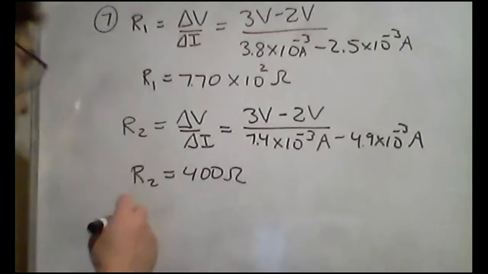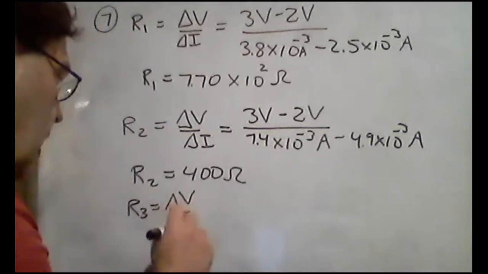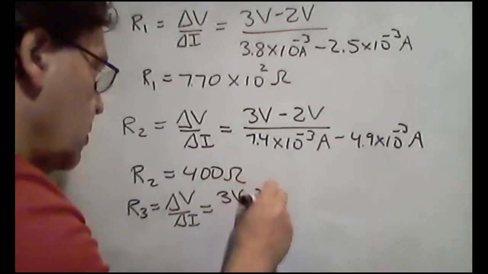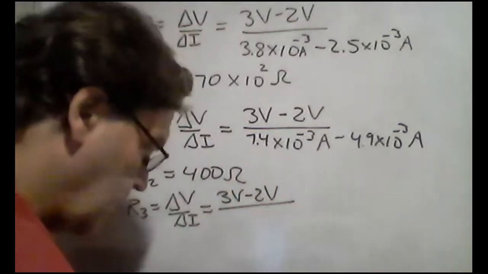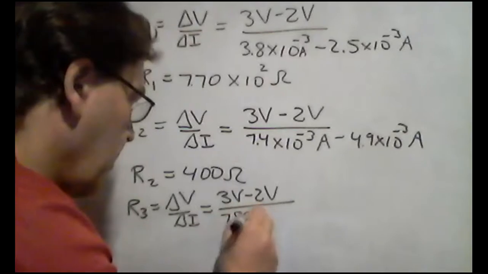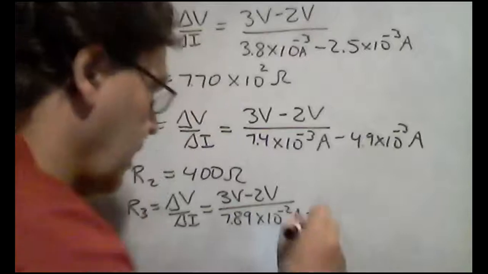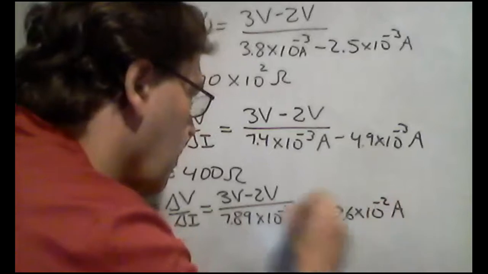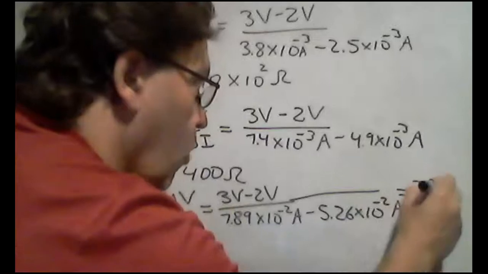But when my currents got bigger, like R3, delta V over delta I, now my currents became bigger. So again, it's the same 3 volts minus 2 volts, taking the same data points. This time I had 7.89 times 10 to the negative 2 amperes minus 5.26 times 10 to the negative 2. And that time around, I got 38 ohms, which is what I actually had in the setting.